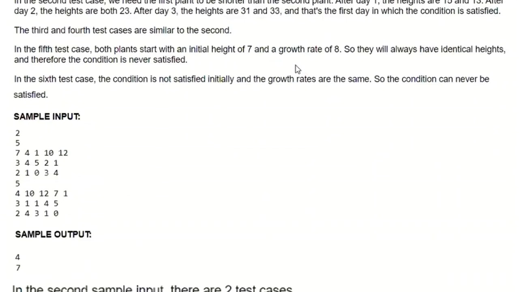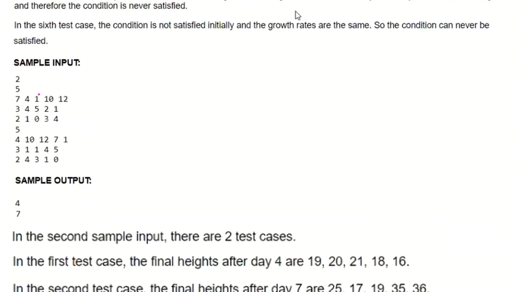Let's consider another input-output. This part is important. I want to explain the algorithm of this problem here. It says 2 test cases, 5, 7, 4, 1, 10, 12. And 3, 4, 5, 2, 1. So in each step you can add 3, you can add 4, you can add 5, you can add 2, you can add 1.